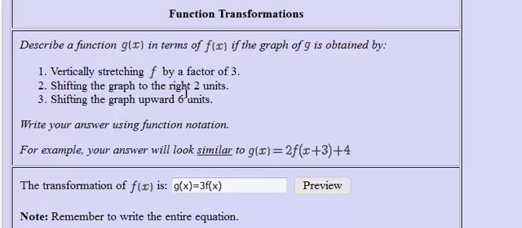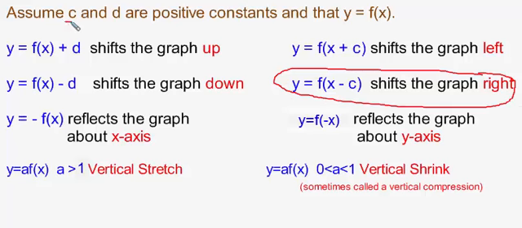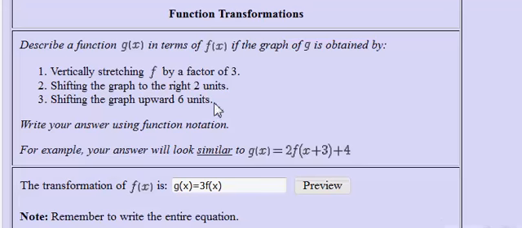Now, to move the graph to the right 2, this says to move a graph to the right. Since I'm assuming c is a positive constant, this would be subtracting a number on the input variable. So when I subtract my number, I will make sure that I put it on the inside of the parentheses in the function notation. Because I want to move to the right 2 units, I will subtract 2. Notice that the subtraction of 2 is done on the input variable x, or if you will, inside the parentheses.